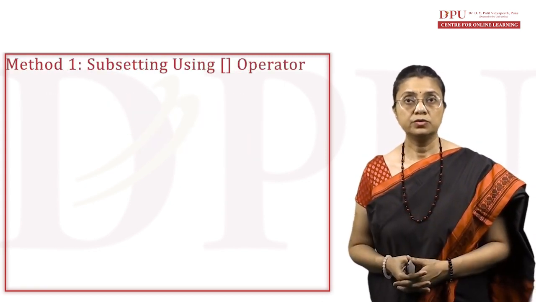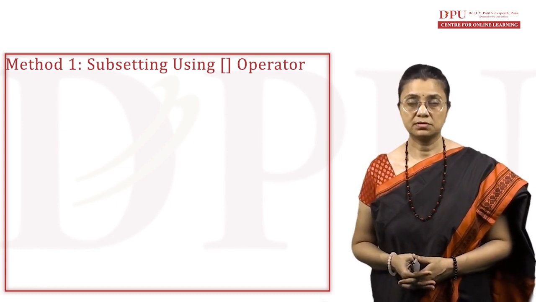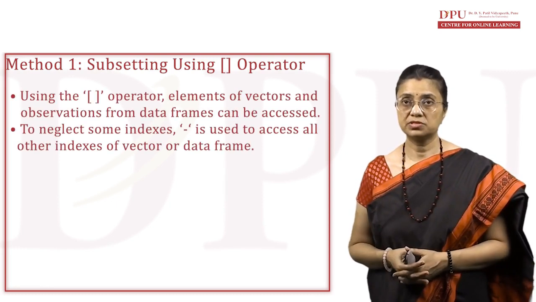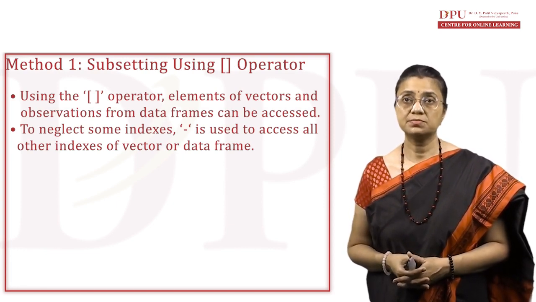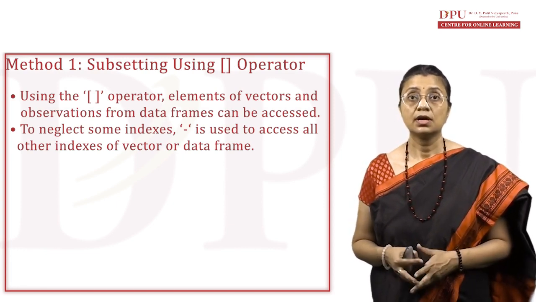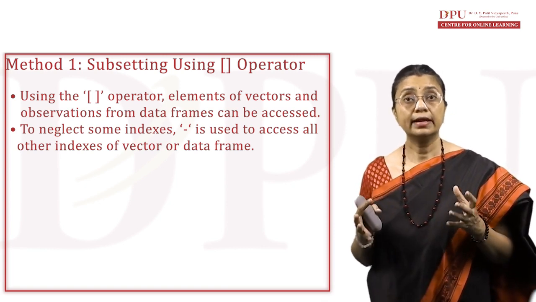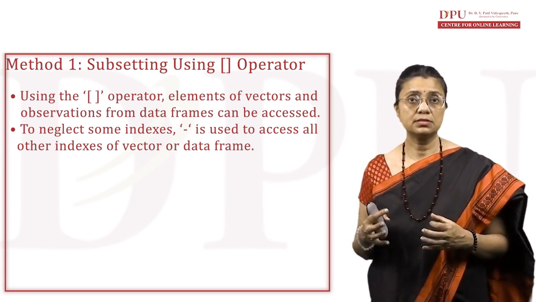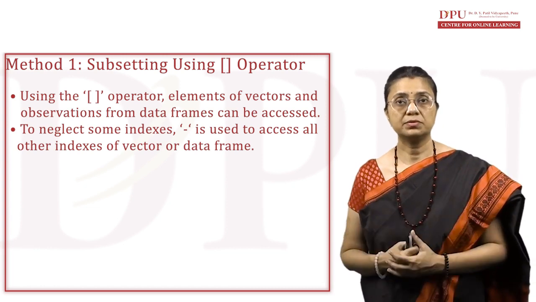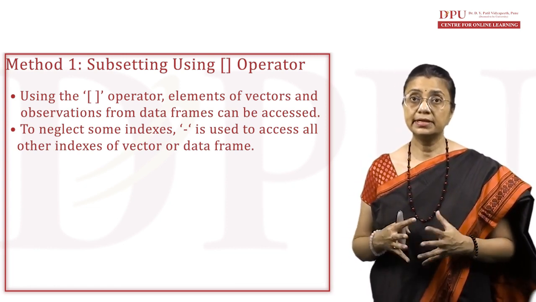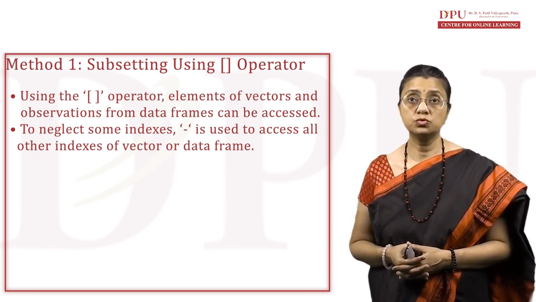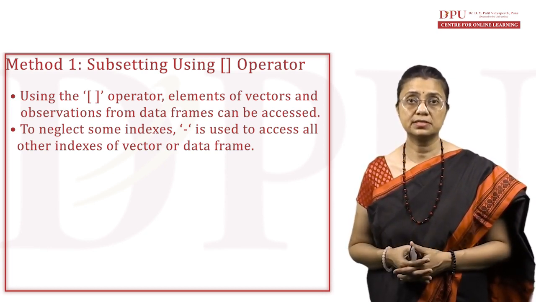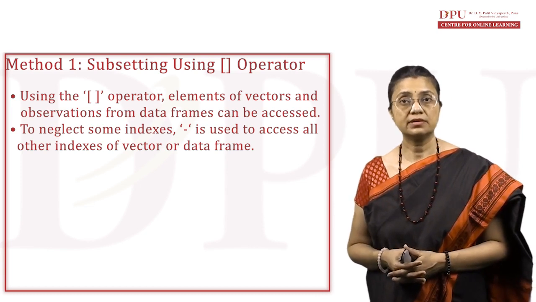Subsetting in R using square bracket operator. So using the square bracket operator, elements of vectors and observations from data frames can be accessed. So basically, we can extract elements of vectors and observations from the data frames. To neglect some indexes, I can write a minus sign or I can say a hyphen, which is used to access all other indexes of vectors or data frame.